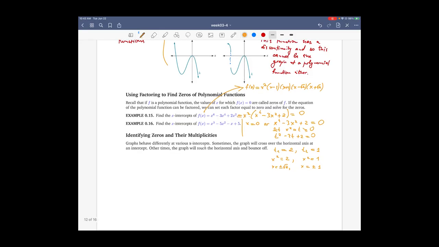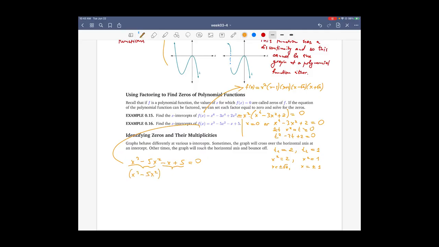In example 16, it's also possible to find the roots of polynomial f. It's a relatively simple problem, because if we equate to 0 this expression x cubed minus 5x squared minus x plus 5, we can group the terms.